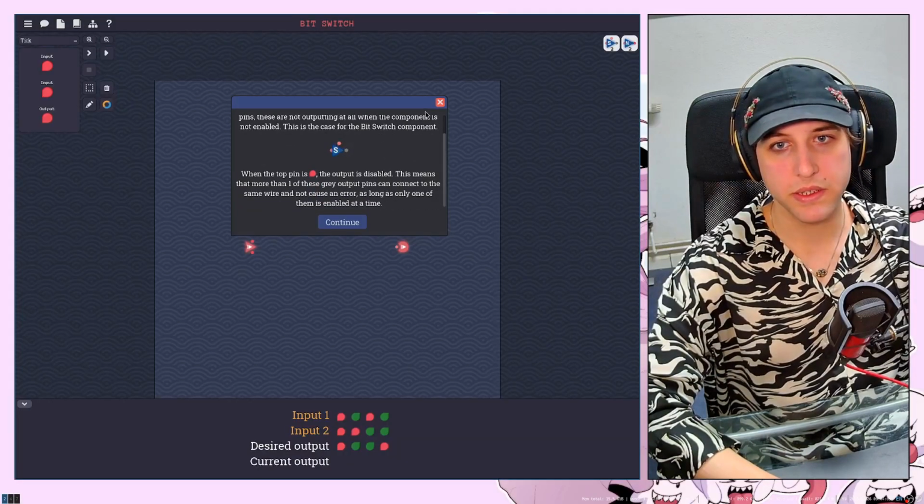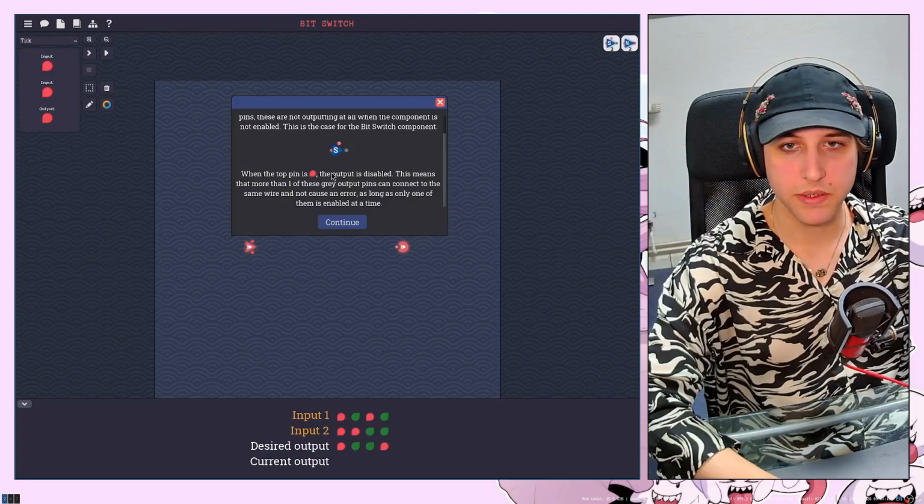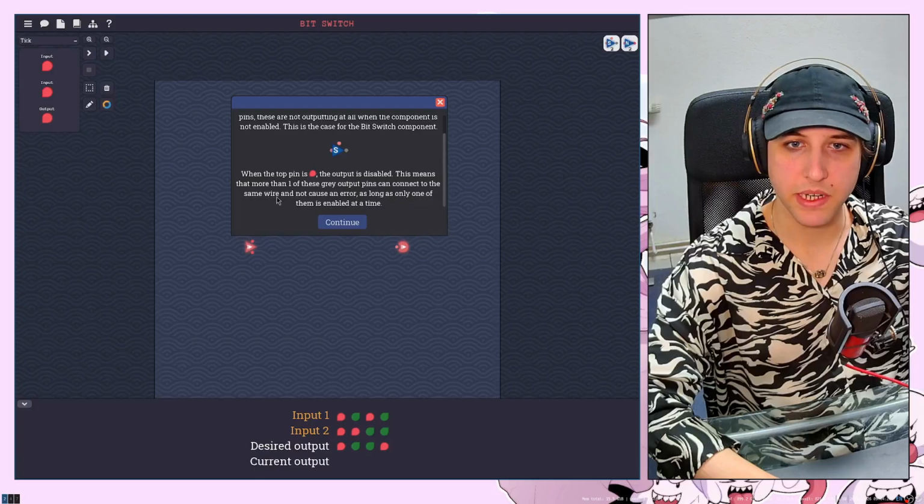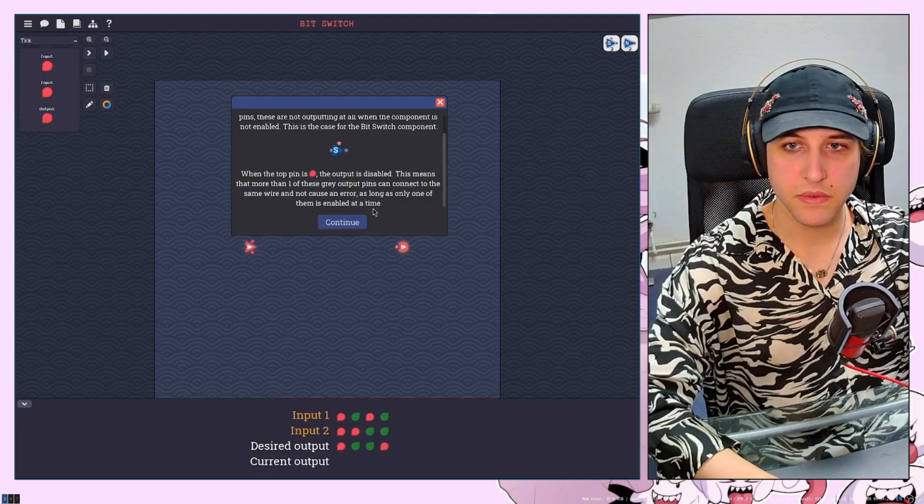When the top pin is red, the output is disabled. That means that more than one of these gray output pins can be connected to the same wire and not cause an error, as long as only one of them is enabled at the same time.